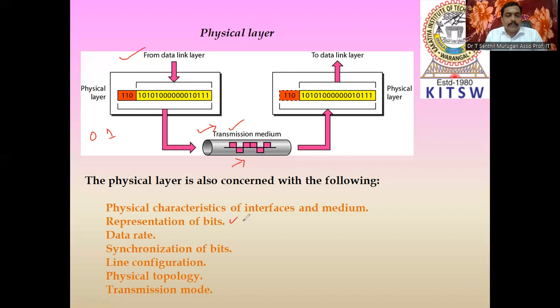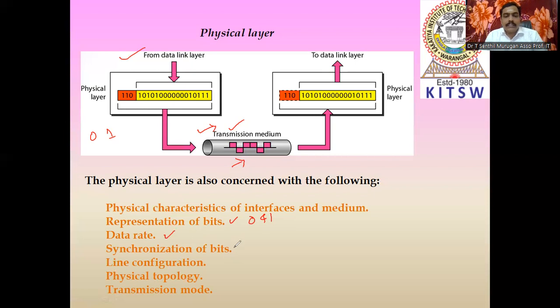Next, representation of bits. I told you, zeros and ones. We represent bits as zeros and ones. They may be encoded as electrical signals or optical signals. What is data rate? Data rate means how much data is transmitted per second, how many bits are transmitted. That is the data rate.